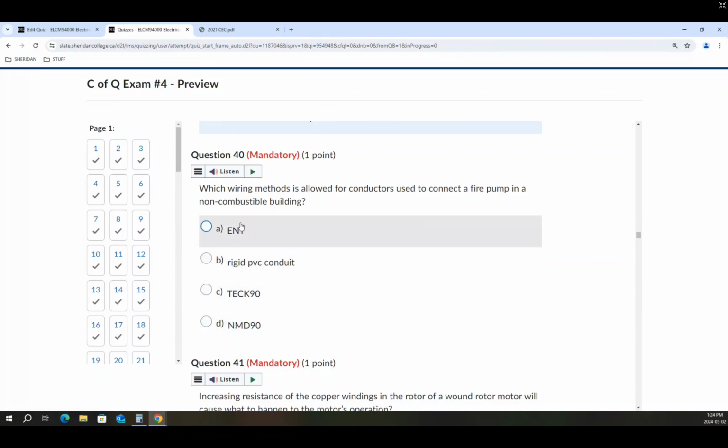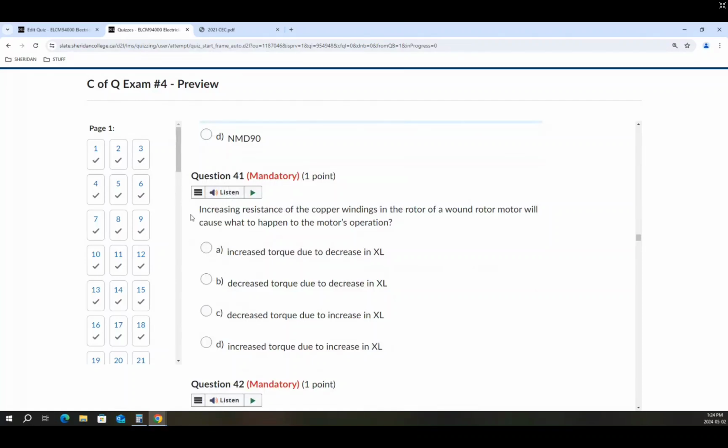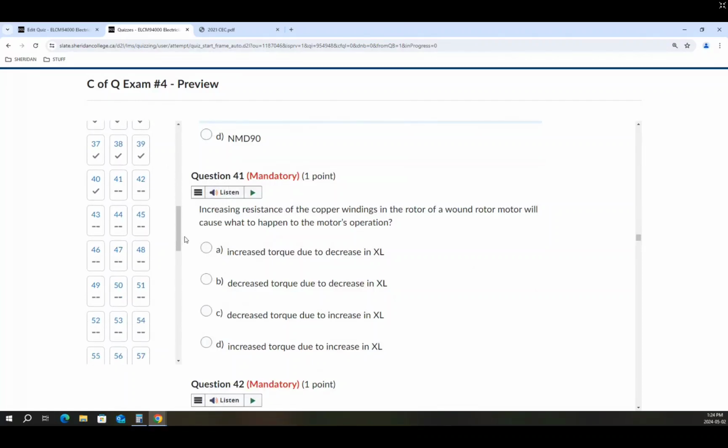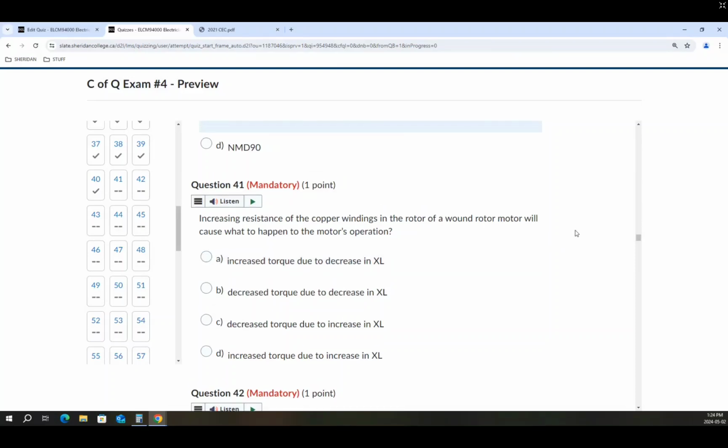So all I've got in here, because it's not saying anything about it being embedded in concrete, I'm going to go with Tech 90. Where are we at? I'm approaching the halfway question.